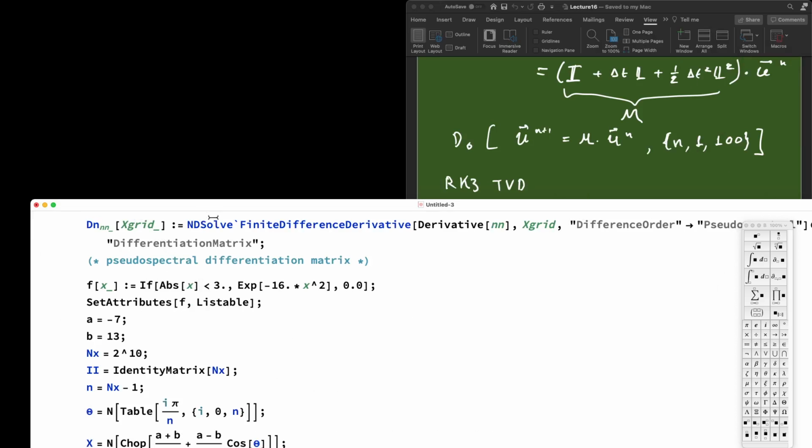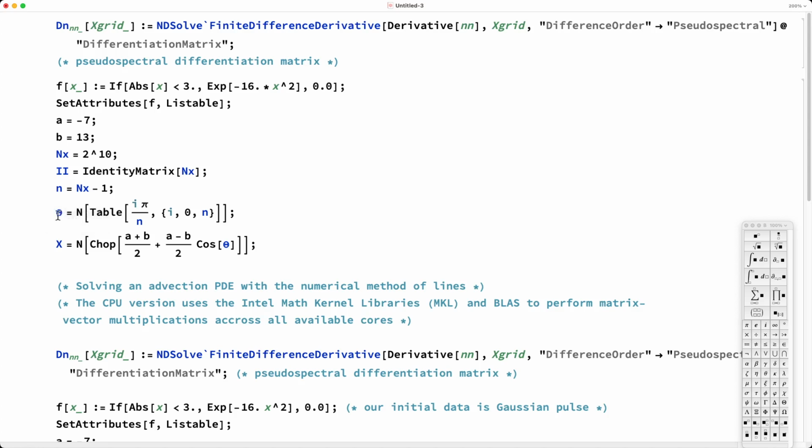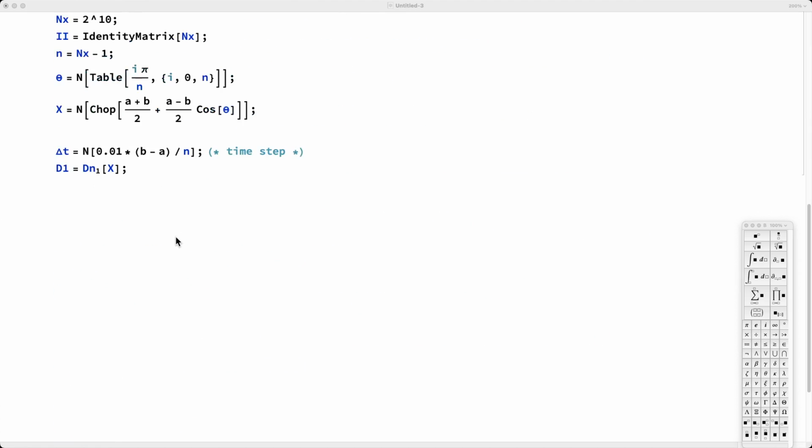So to impose that, we can say I want D1 of 1, that's the first row of the matrix, and then all the points j to be 0. So all columns, first row. So the whole first row for all the columns is 0.